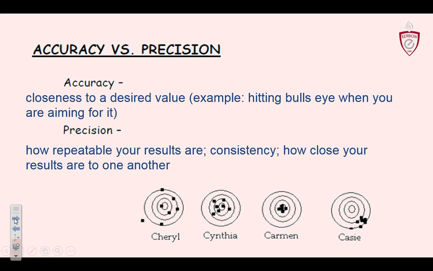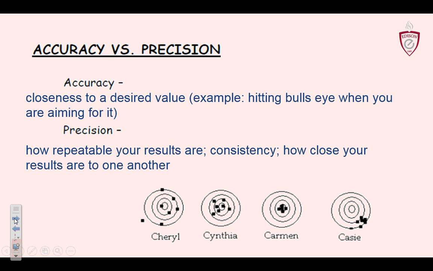Okay, and then it says, which students are precise? Okay, who's got a grouping that's pretty close together? Cheryl, not so much. Cynthia's getting a little bit better. Carmen's grouping is stellar. And Cassie's grouping is actually pretty good statistically. That's a nice little clump. So I would say Cassie and Carmen are both precise.